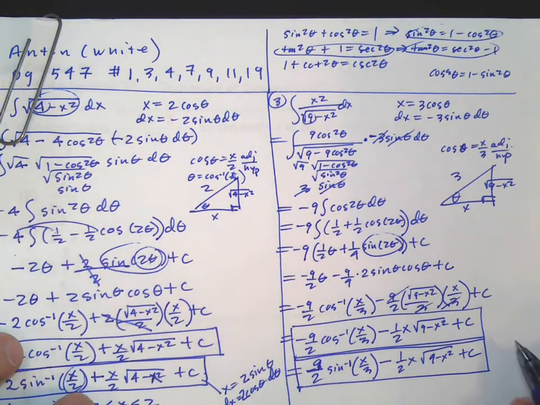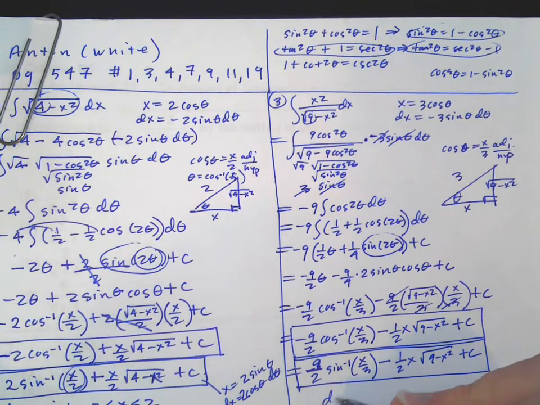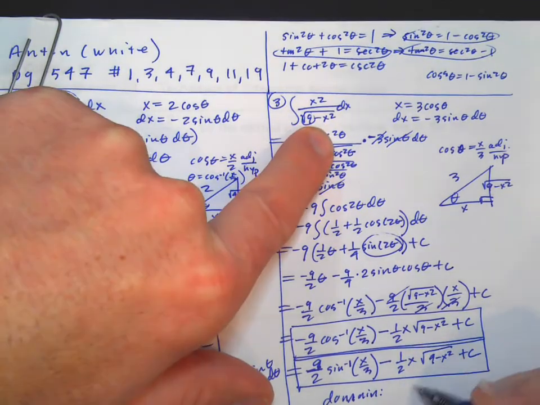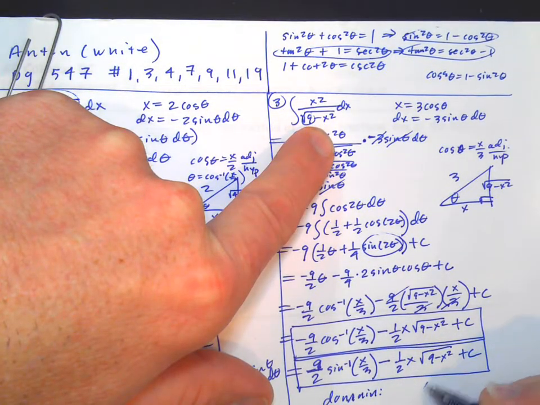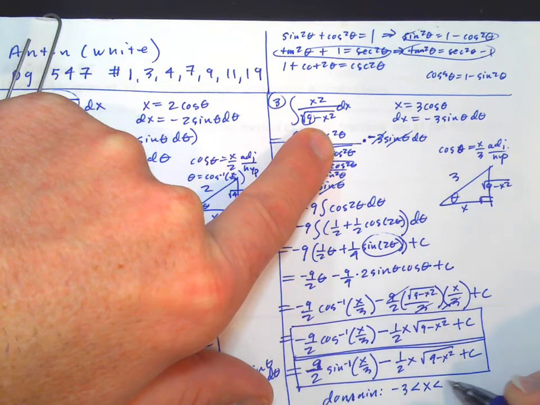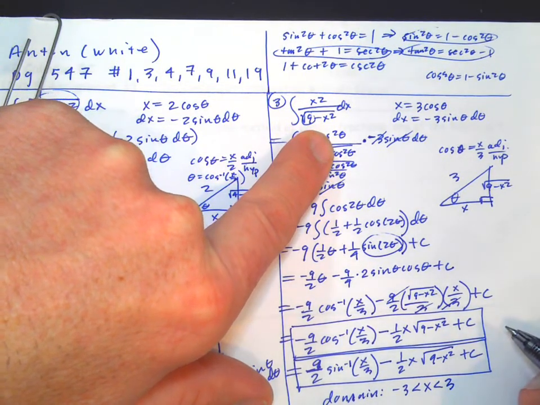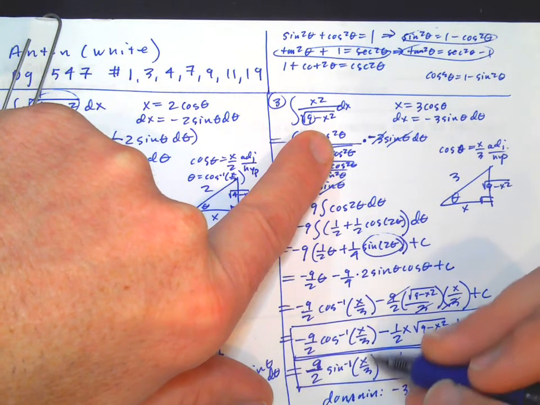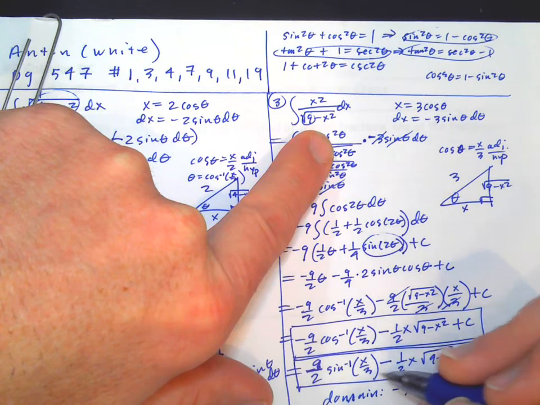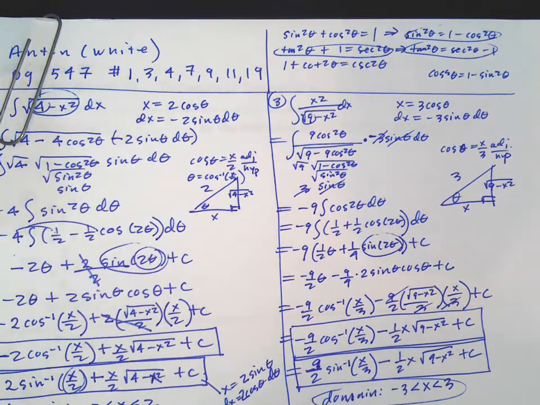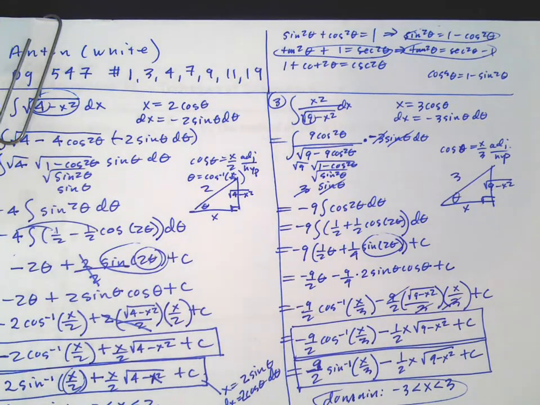The domain on the original problem is, first of all, here you can't divide by 0. So actually, x has to be between negative 3 and positive 3, and cannot be equal to those, okay? And here, it could be equal to negative 3 and 3, but that's the domain issue up there. So that's number 3.